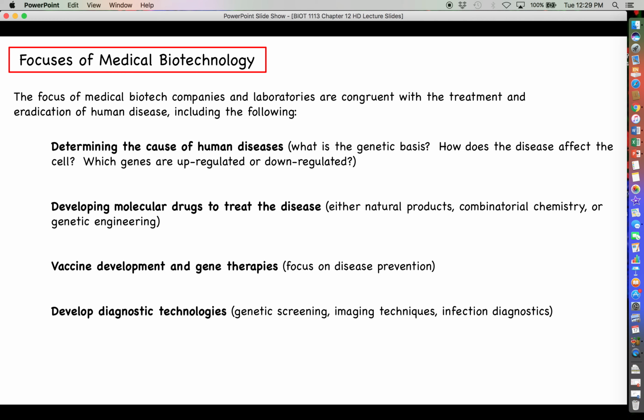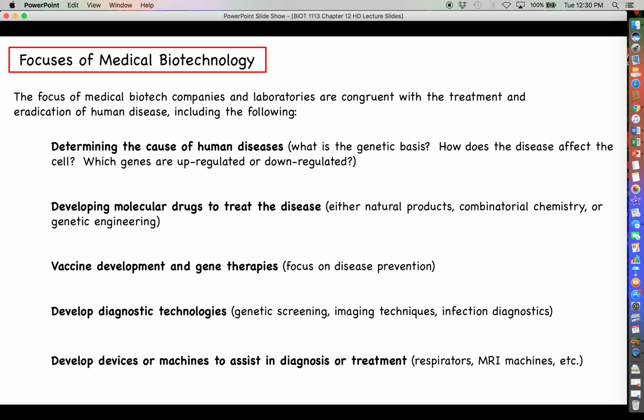Developing diagnostic technologies. It's definitely good to know when someone has a disease versus when they don't. It's always important to be able to divide people into two different groups, the healthy people and the diseased people, so that we can focus on treating the diseased people. So this will involve things like genetic screening, which we'll talk about towards the tail end of this chapter, imaging techniques, which we've sort of touched on before, and infection diagnostics. So in this day and age, we're talking about things like a COVID-19 test, wanting to know whether someone actually is infected with a foreign pathogen or whether they are not.